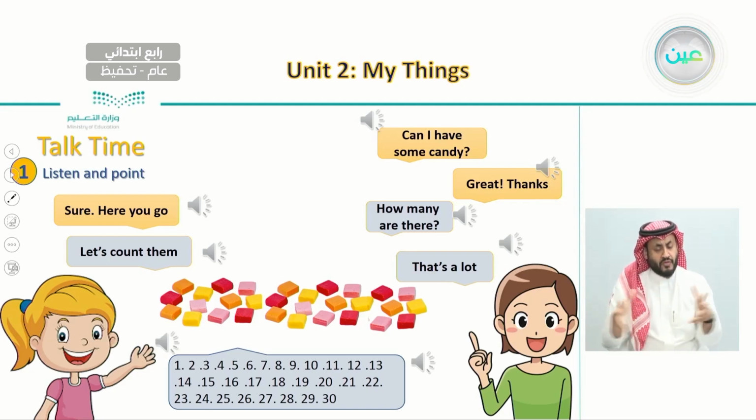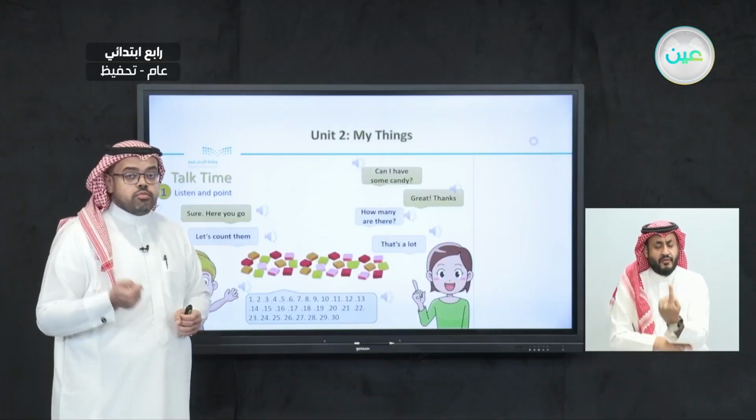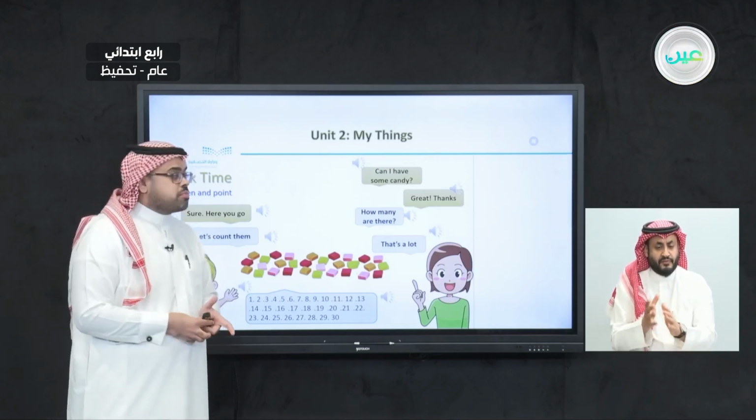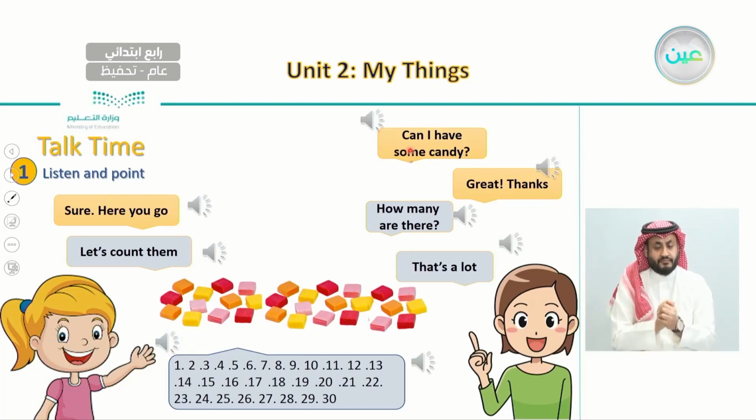So again, if you want to ask for permission to take something from someone, usually you start your question with "Can I?" Can I have some candy? Can I use your book? Can I see your pen? So this is what we should ask if we want to ask for permission. We started with "Can I."